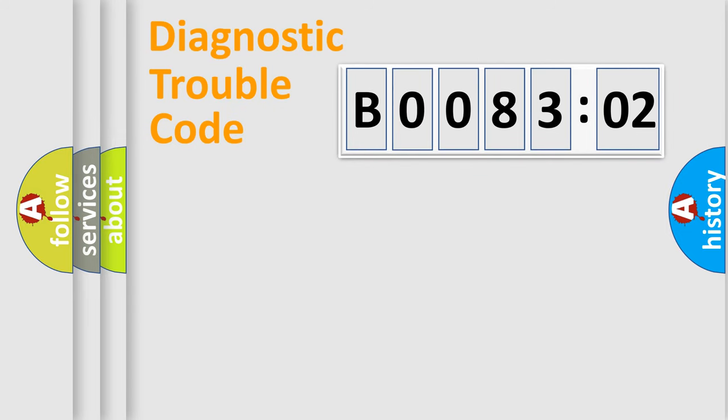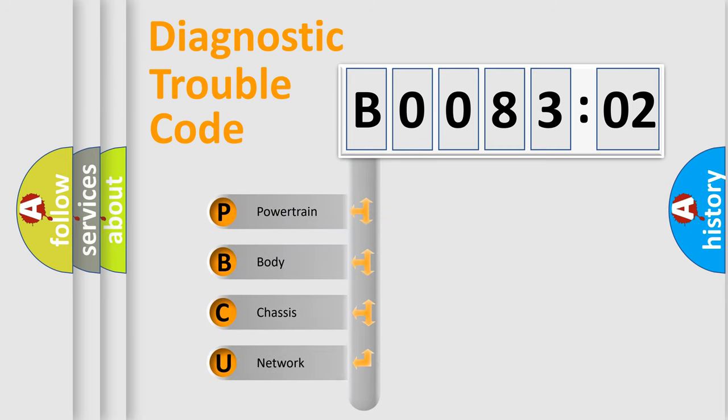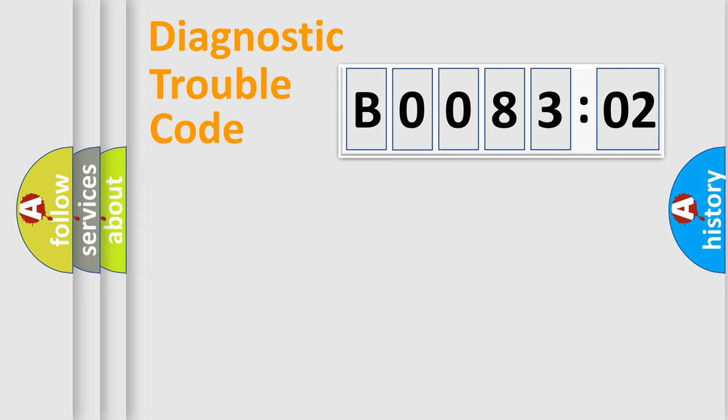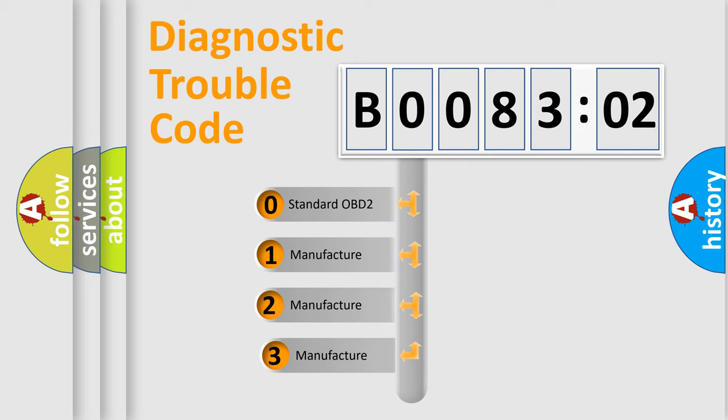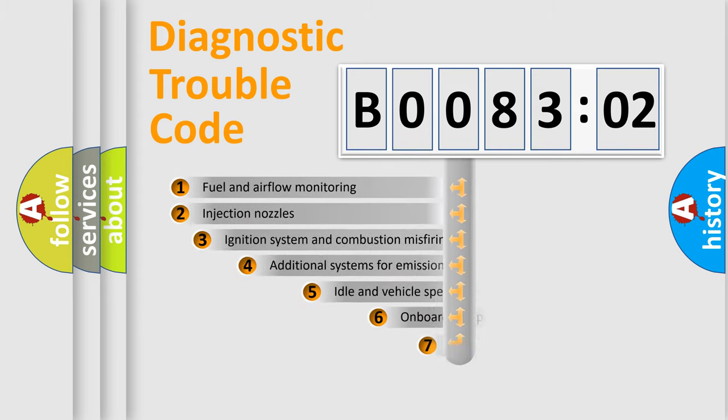Let's do this. First, let's look at the history of diagnostic fault code composition according to the OBD2 protocol, which is unified for all automakers since 2000. We divide the electric system of the automobile into the four basic units: powertrain, body, chassis, network. This distribution is defined in the first character of the code. If the second character is zero, it is a standardized error. In the case of the numbers 1, 2, 3, it is a car-specific error.